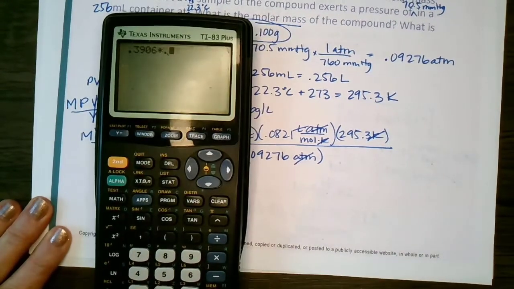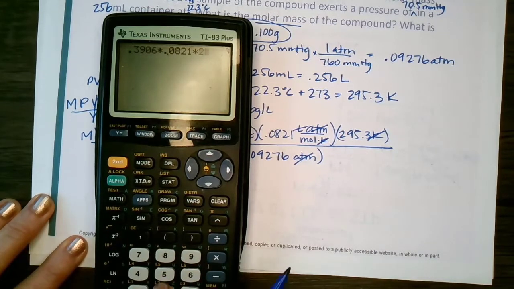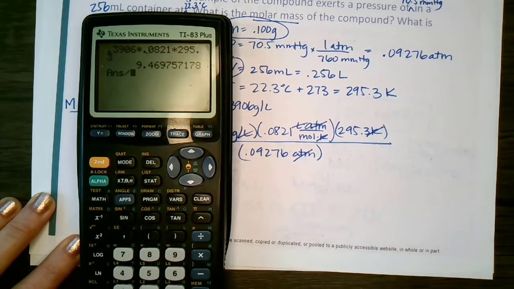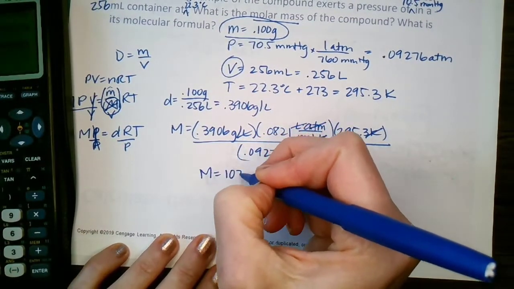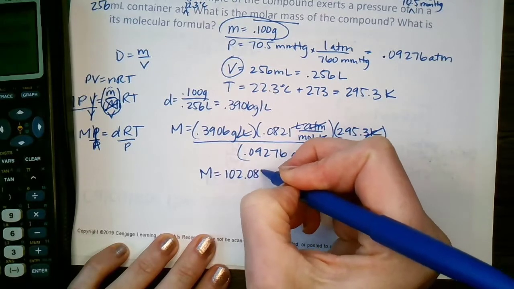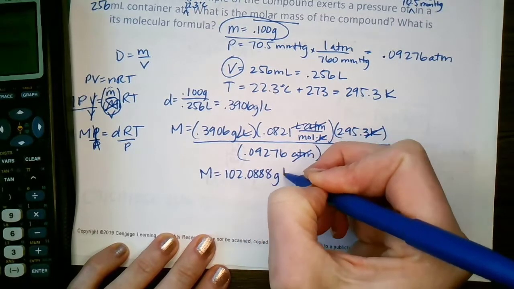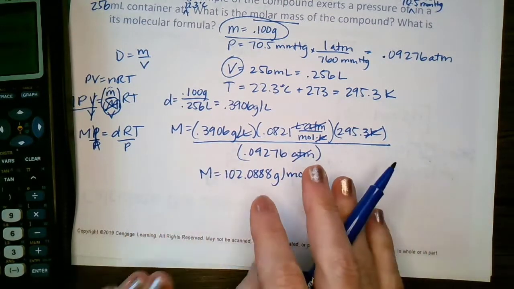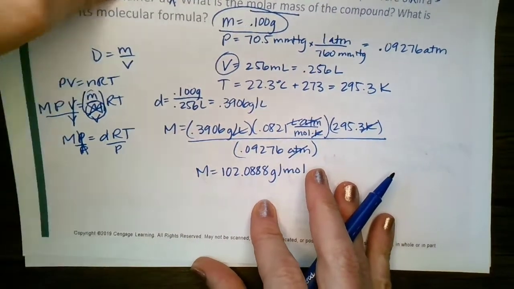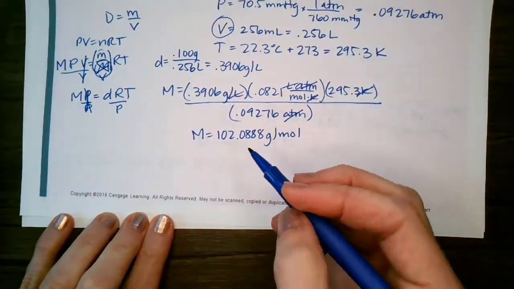So now we just need to do 0.3906 times 0.0821 times 295.3, all divided by 0.09276. So the molar mass is 102.0888 grams per mole. All right, that tells me what the whole compound is.